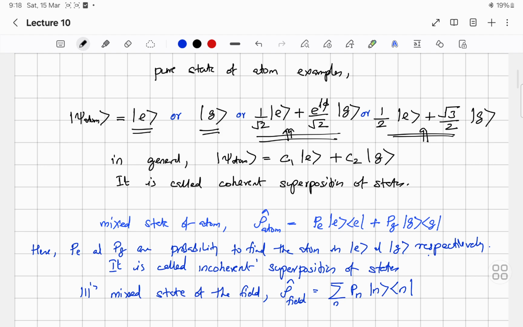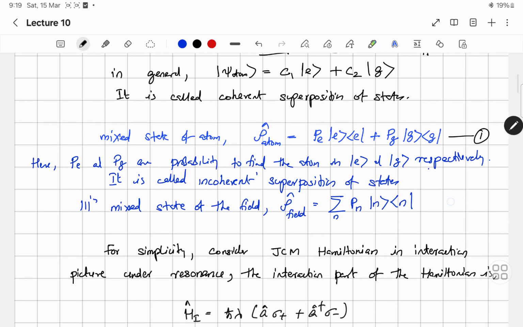Now, for a mixed state of the atom, the state is represented in terms of the density operator. Here we have two possible states, the excited state and the ground state. So the density operator can be represented as the probability of the excited state times the outer product |E><E|, plus the corresponding probability of the ground state times the outer product |G><G|. This is the density operator, or the state of the system in a mixed state. Here PE and PG represent the probability to find the atom in the excited and the ground state respectively. The state represented by rho is usually called the incoherent superposition of states.